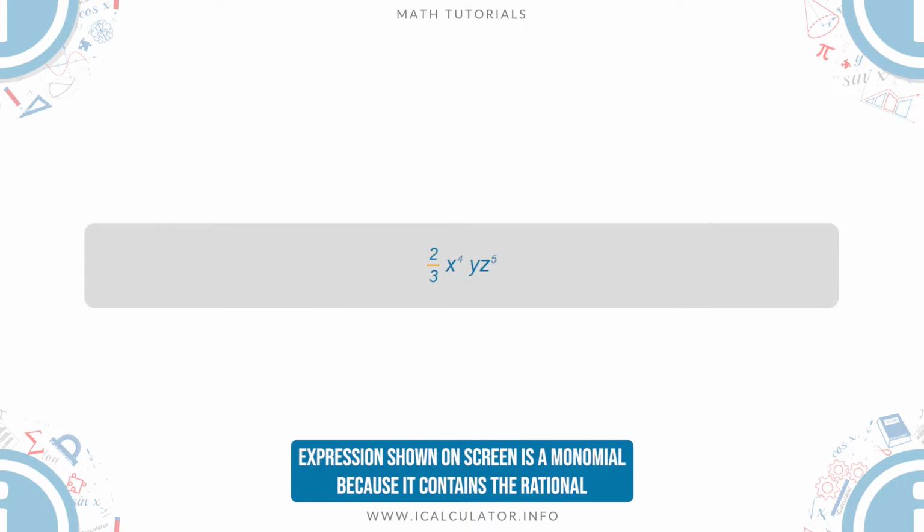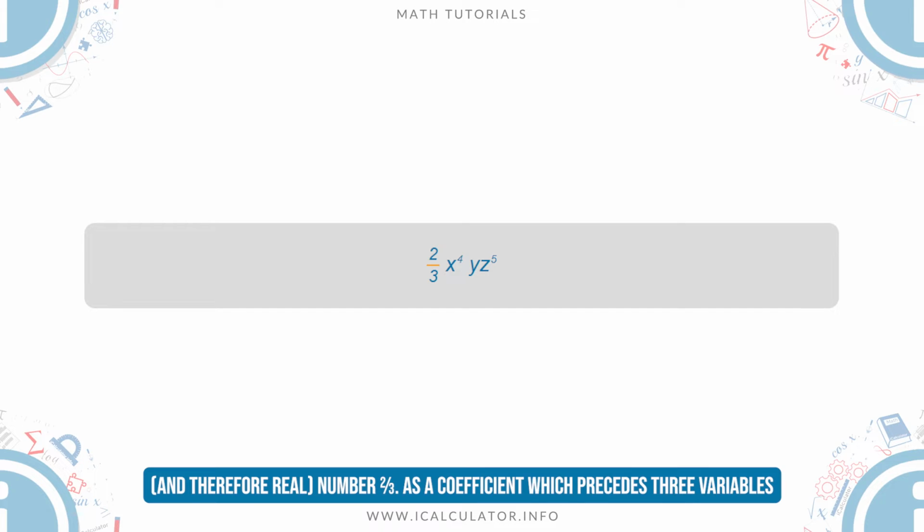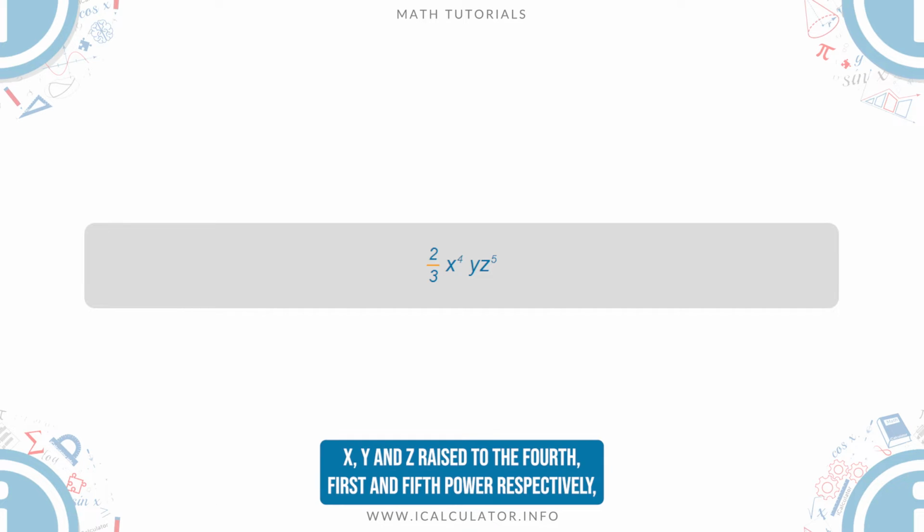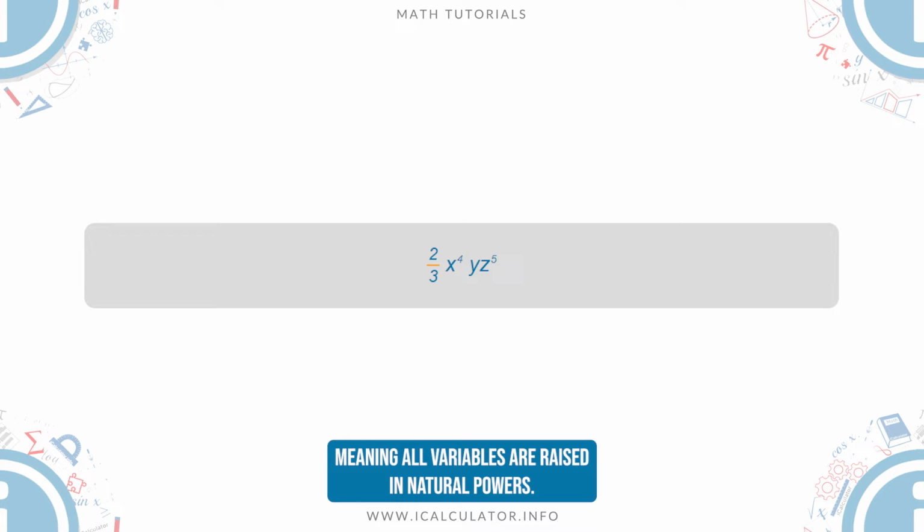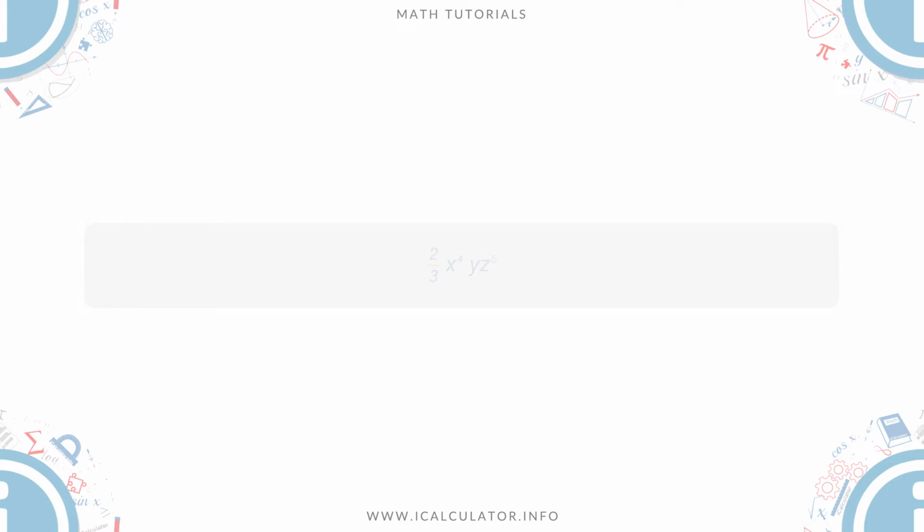A. The expression shown on screen is a monomial, because it contains a rational, and therefore real, number, 2 over 3, as a coefficient, which precedes three variables, x, y and z, raised to the fourth, first and fifth power respectively, meaning all variables are raised to natural powers.